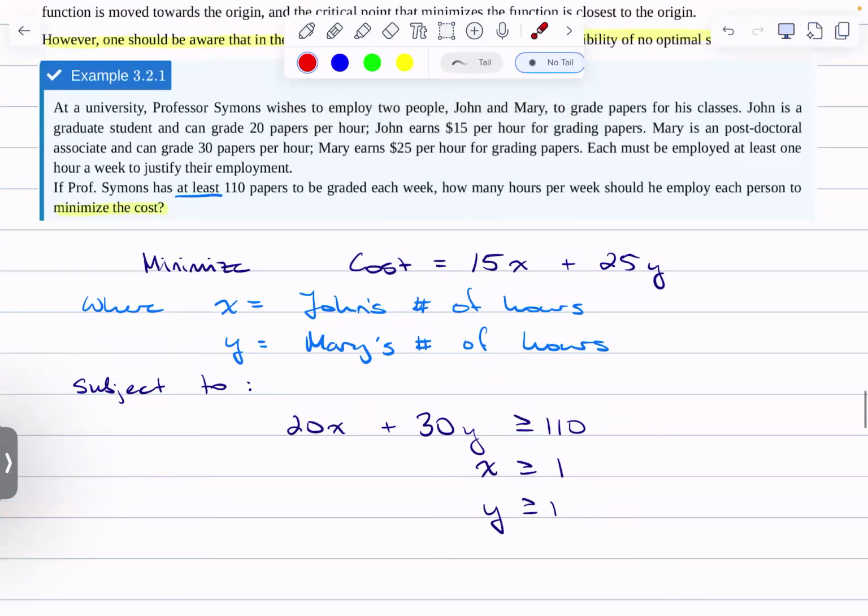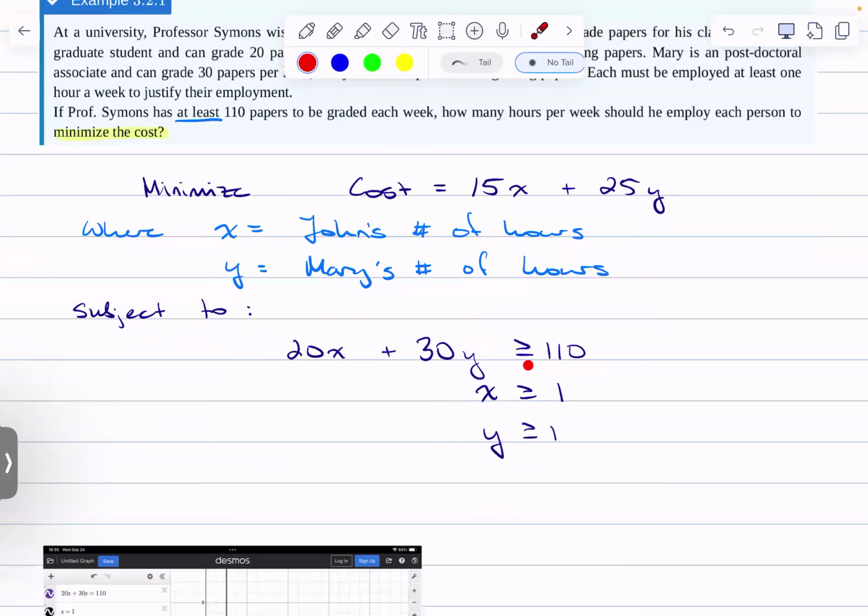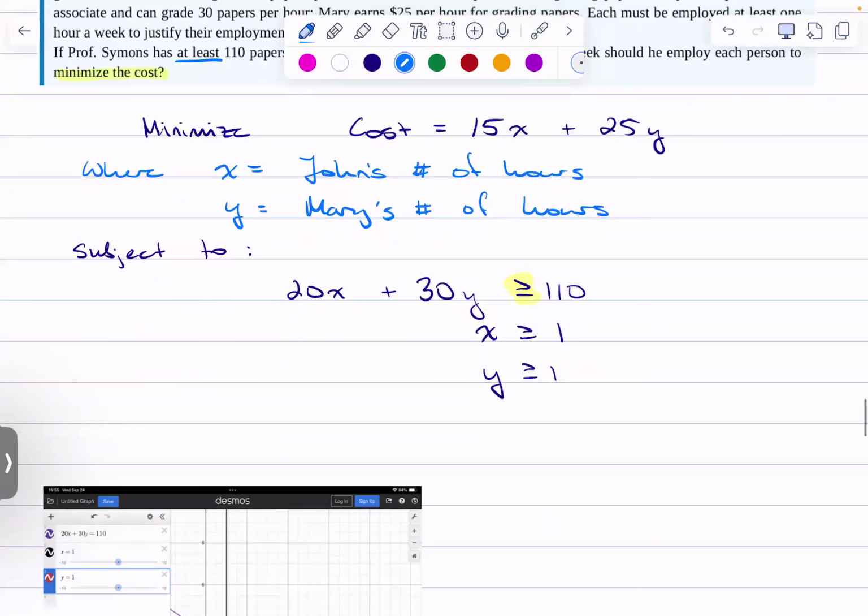Nice. So what are these constraints then? 20x plus 30y. Well, that looks like the total number of papers. Right? Now that we're a little bit more familiar with these constraints, we can confirm John can grade 20 papers per hour, so 20x makes sense. And Mary can grade 30 papers per hour, 30y, looks good. And then we have the constraint that there are at least 110 papers to grade, and so that's why it's greater than or equal to 110. I'll highlight that. But this is the number of papers.